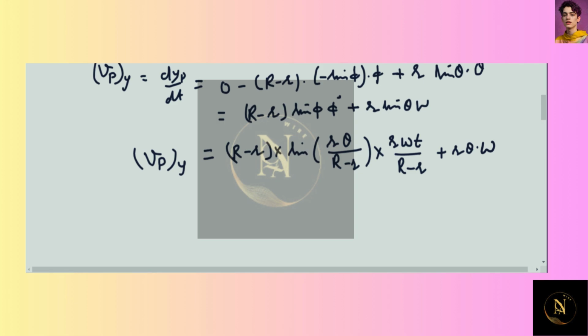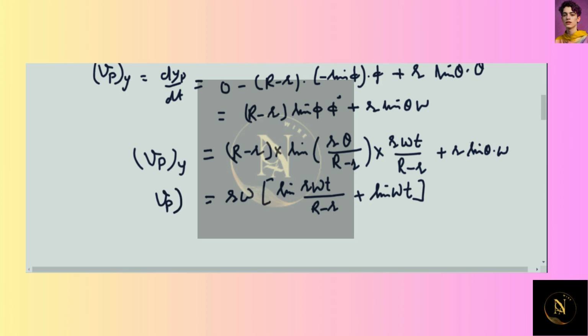r omega you can take outside. r omega you can take common. So finally you will write sin of (R minus r) omega t over r plus sin of omega t. So this is the velocity of point P along the y-axis.